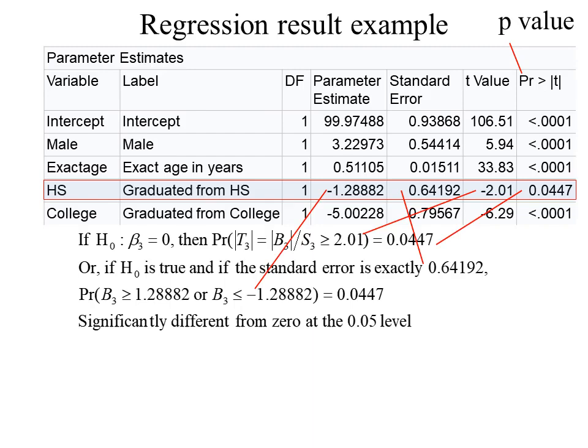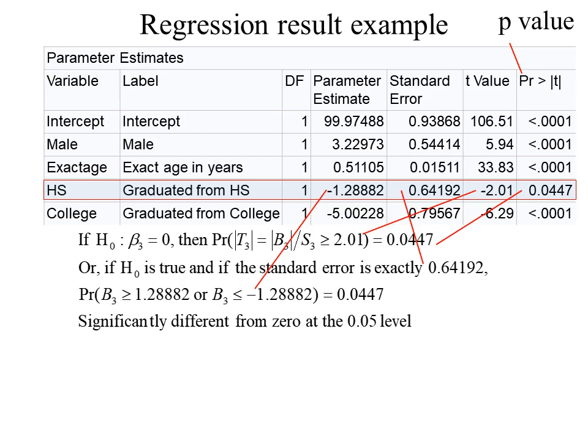This slide shows a part of computer output of the regression analysis. This is not a SAS output, but formats of output of regression analysis are similar among various statistical programs. Let's look at the row marked as HS, indicating those who have graduated from high school, but not from college. It is shown in the row that B, the estimated value of regression coefficient for the binary variable HS, is -1.28882, and S, the estimated standard error of B, is 0.64192.